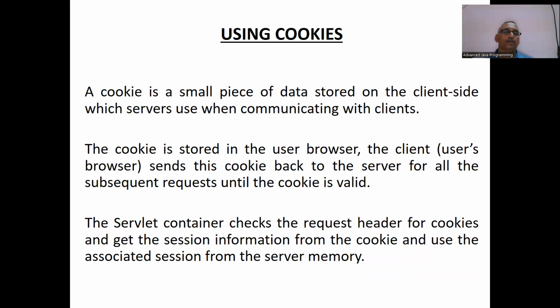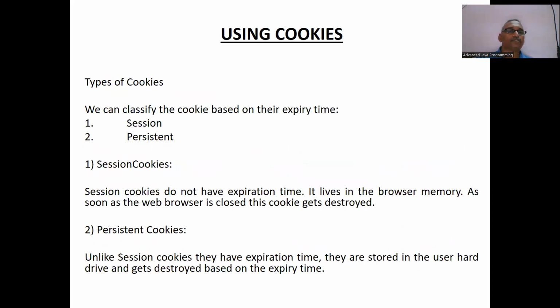Next, types of cookies. We can classify cookies based on their expiry time: session and persistent. First one, session cookies. Session cookies don't have an expiration time. They live in the browser memory. As soon as the web browser is closed, this cookie gets destroyed. Next, persistent cookies. Unlike session cookies, they have an expiration time. They are stored on the user's hard drive and get destroyed based on the expiry time.